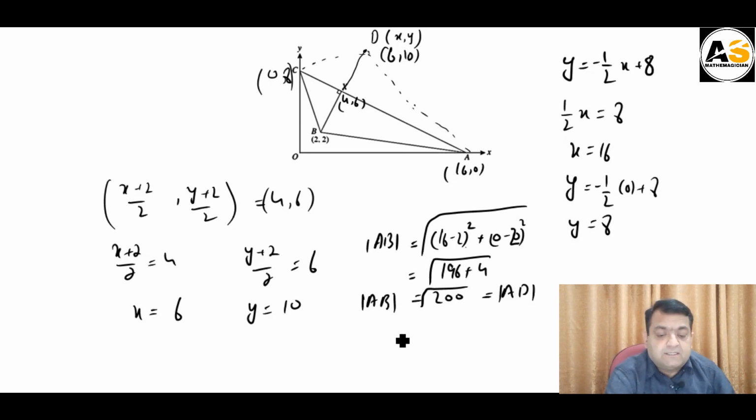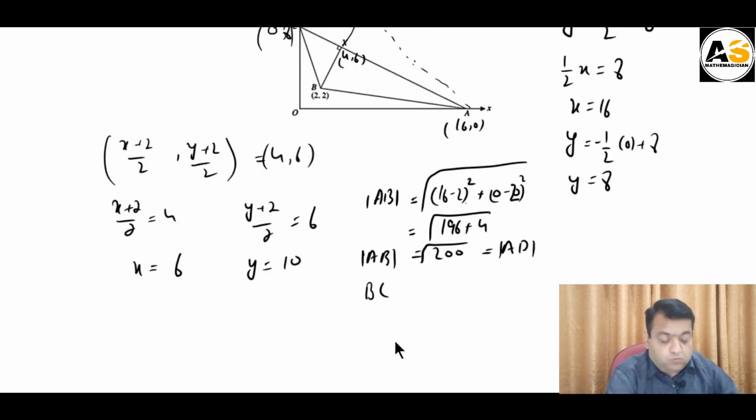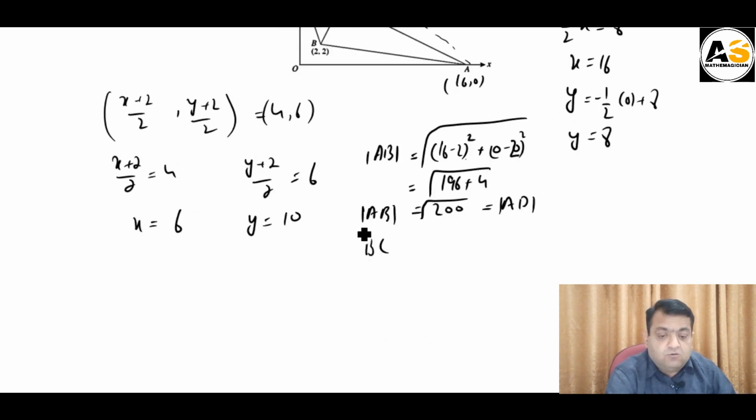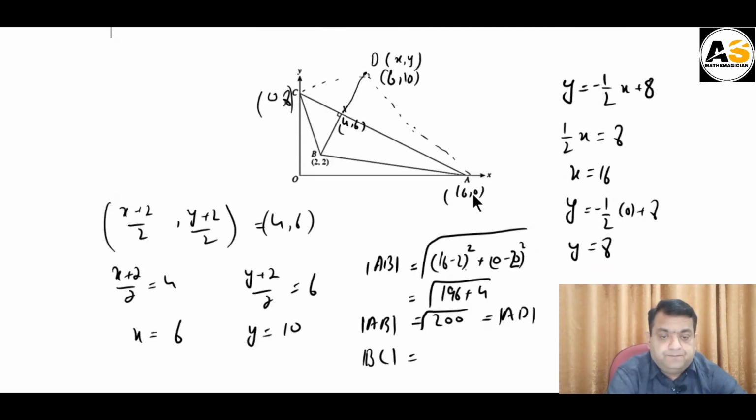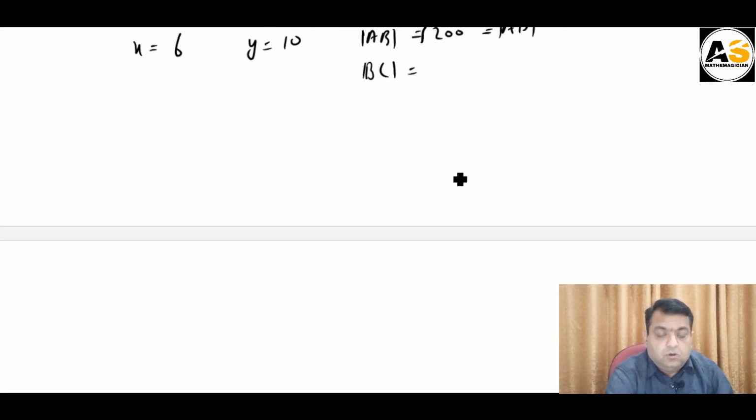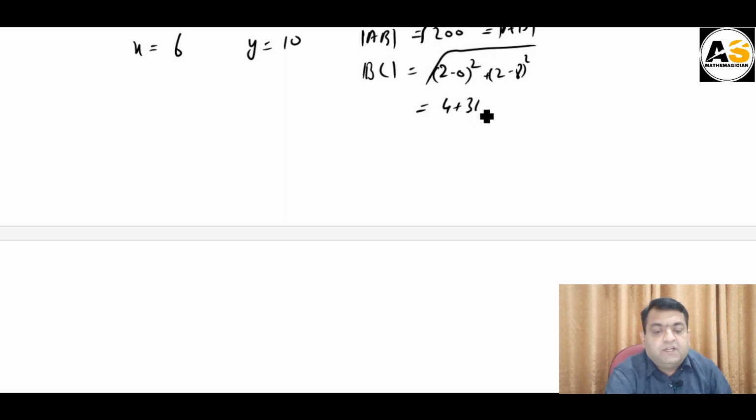Similarly, BC distance will be calculated with the help of this formula. BC distance is equal to, B is (2, 2) and C is (0, 8), square root of (2 minus 0) squared plus (2 minus 8) squared. Dear student, it will be square root of 4 plus 36, square root of 40.